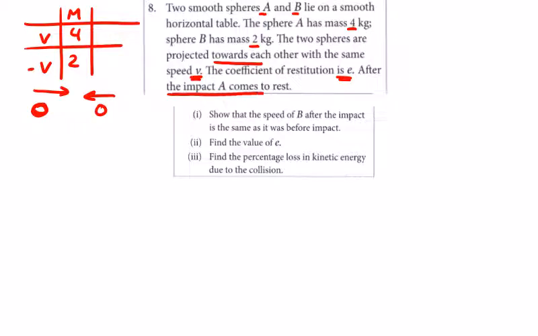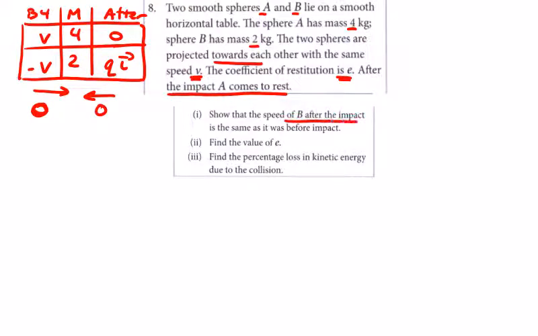After impact, A comes to rest. So before, after. And we'll call this Q in the I direction. We don't have it. So what are they asking us for? Show that the speed of B after impact is the same as it was before impact. Well, it's minus V here, so it needs to be plus V, I'd imagine. So let's have a look at that.